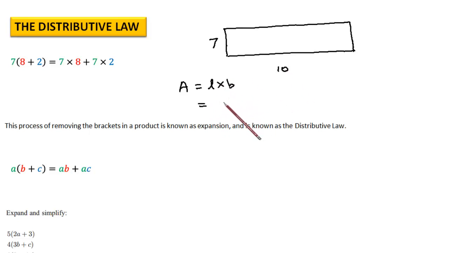So we have length as 10 and the breadth as 7. So we have 10 sevens are 70. And since both of them are in centimeters, we have 70 square centimeters.